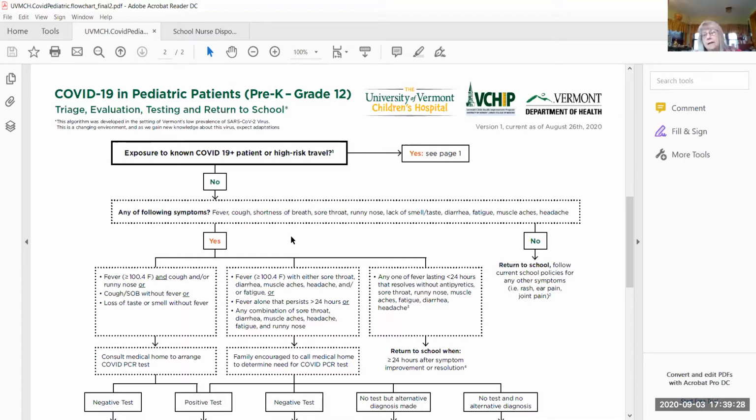We are keeping headache. We're not necessarily following everything that the CDC is saying because there are some differences, and also because, as we keep reminding everybody, Vermont is kind of a special case because of our very, very low incidence in our population. So it's not normal for kids to have headaches.